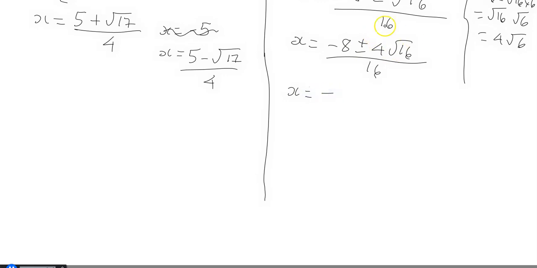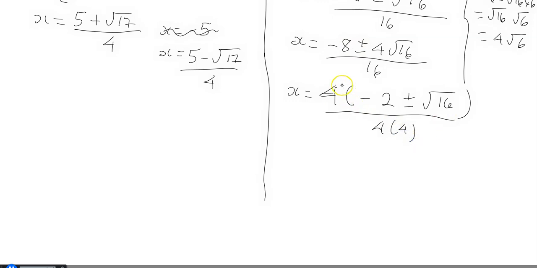All right, so you notice everything is divisible by 4, so I'm going to take a 4 out. So 4 times -2, that's the -8. And down here, we're going to go 4 times 4. So the common factor is a 4. And then x is going to be -2 plus or minus root 6 over 4. Okay, that is 4 root 6.